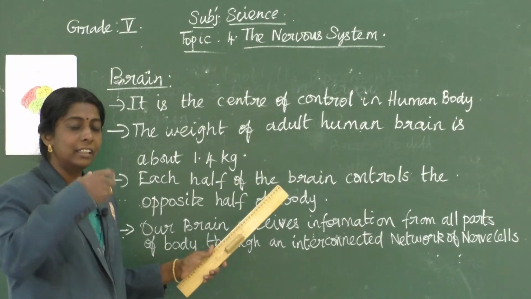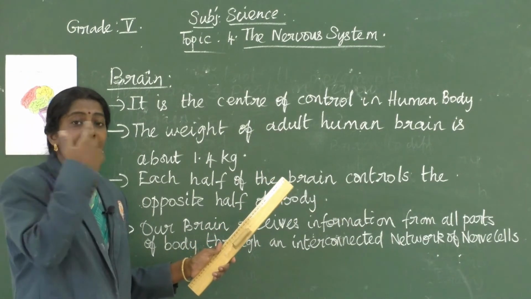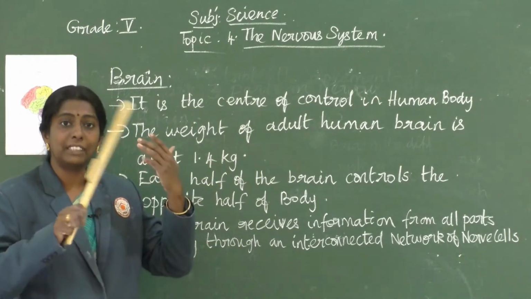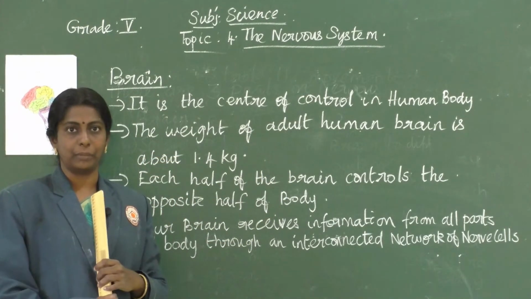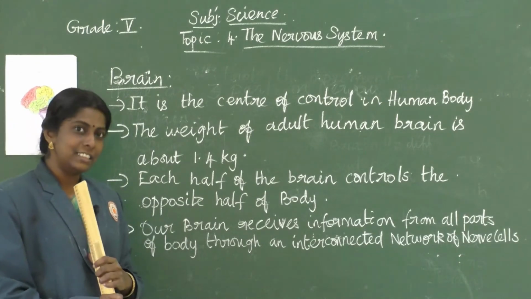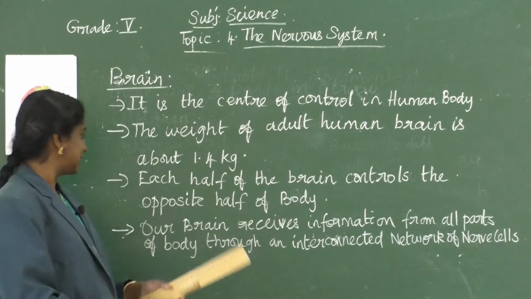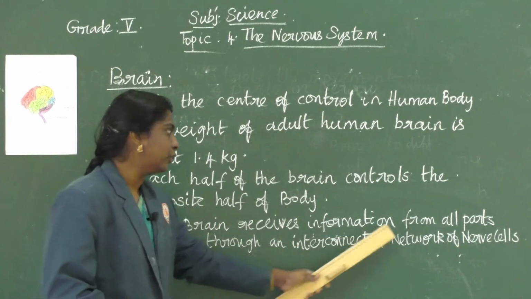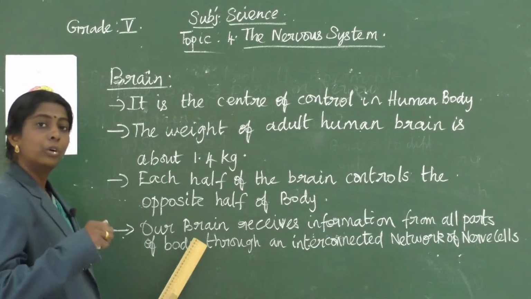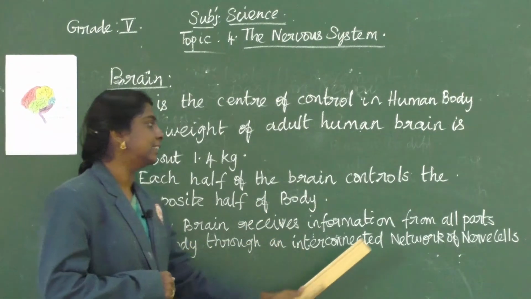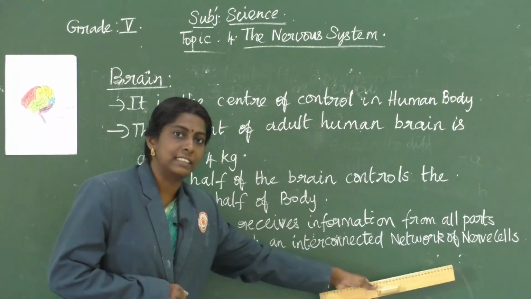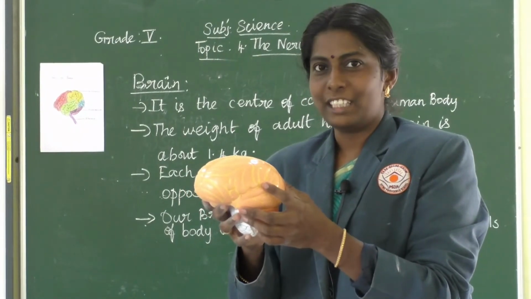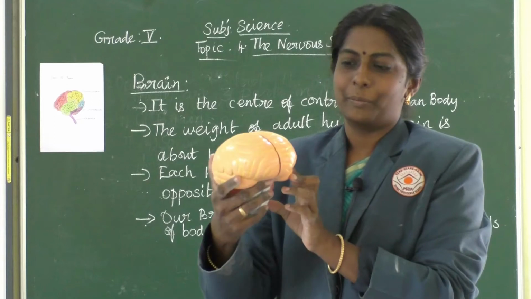I mean to say, the right side of the brain will have control over the left side of the body, and the left side of the brain will have control over the right side of the body. Clear? Isn't it interesting? Yes. Our brain receives information from all parts through an interconnected network of nerve cells, or neurons.